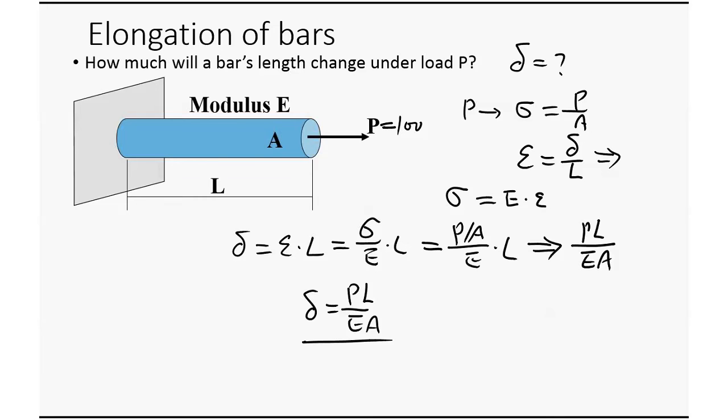Now, under what condition can you use this equation? It depends on under what condition you can have all these three equations, because only with these three equations true can you use it. Now, under what condition can you use sigma equals P over A?